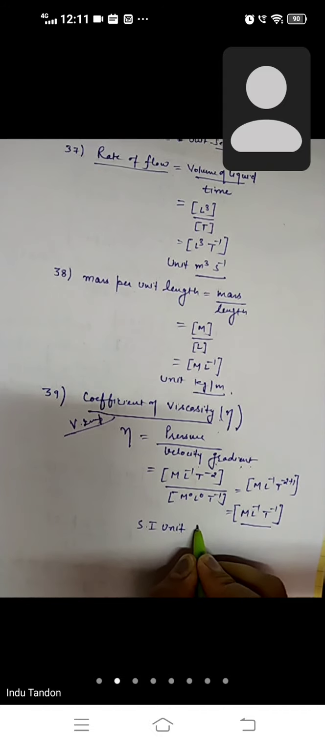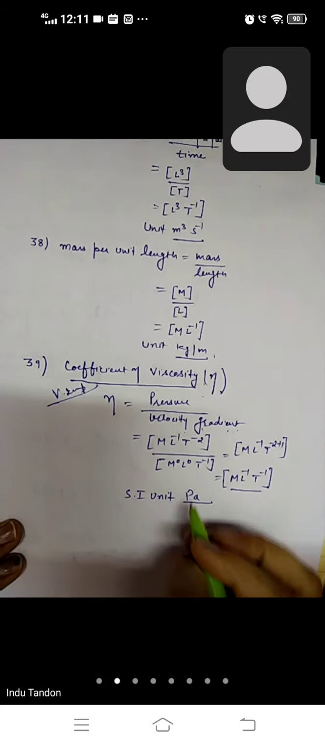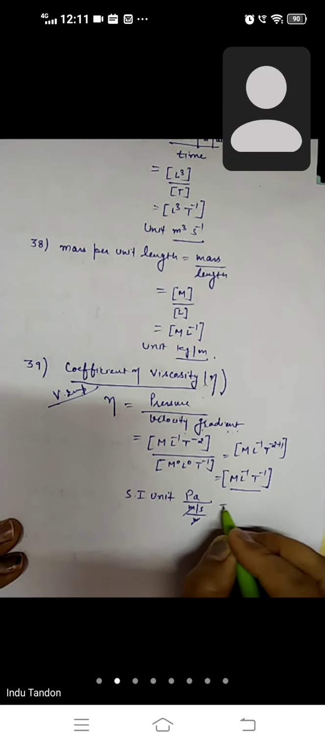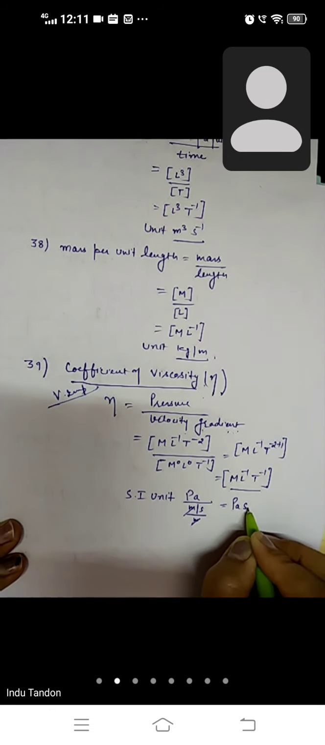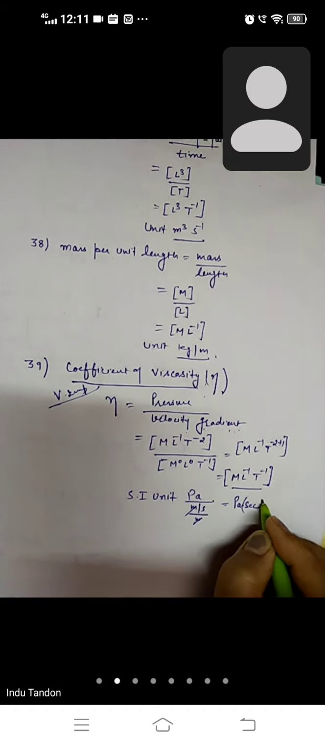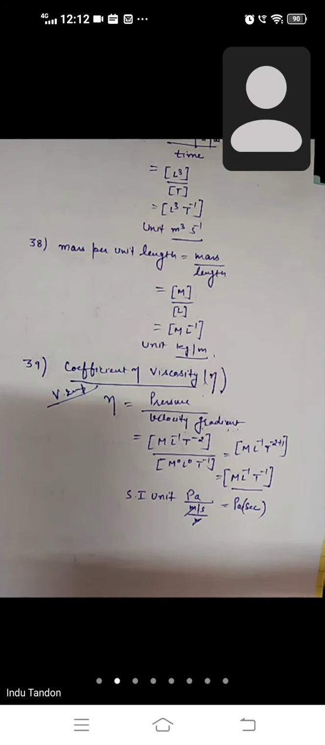what is the unit of pressure? It is Pascal. Velocity gradient, velocity is meter per second divided by length is meter, so it gets cancelled out, and it is Pascal second. Pascal second. Is it clear, beta? Yes, ma'am.